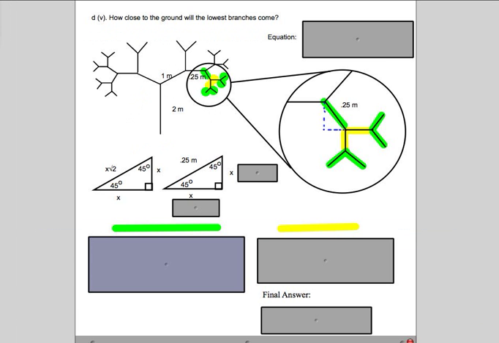How close to the ground will the lowest branches come? For this problem, you will still use the same formula for the sum of an infinite geometric series in the top right corner. However, as is depicted in the circle, you must find the height of the first branch that slopes downwards. You can accomplish this by using the 45-45-90 triangle. By setting the length of the branch as 0.25 equal to x rad 2, you get rad 2 divided by 8, which is now your t1 for the green branches. You can plug this in to get 0.236 meters.